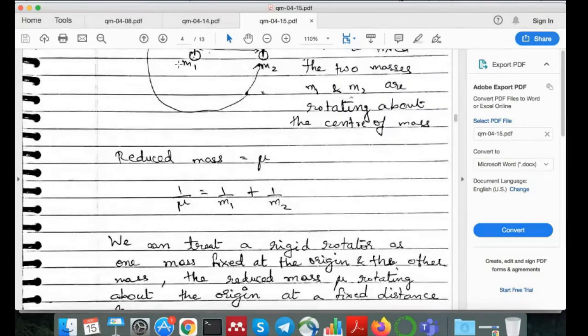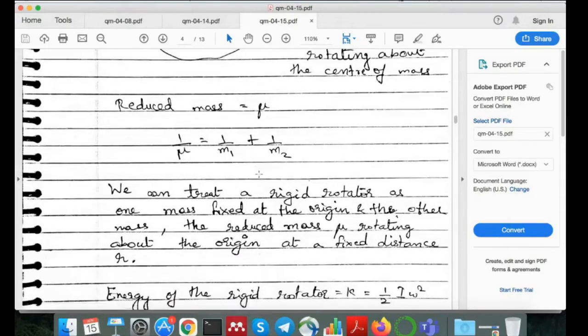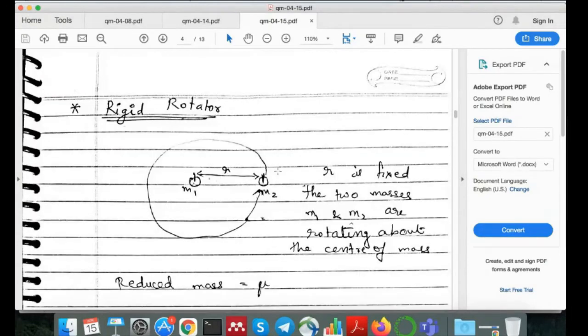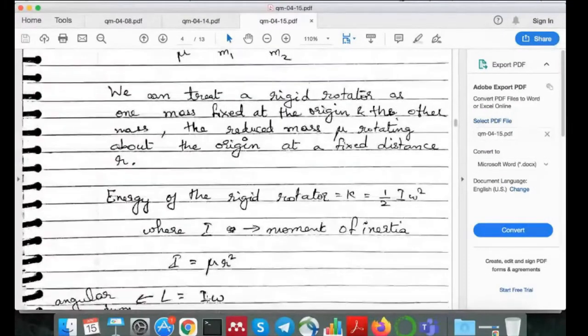If there are two masses, then we always look at it in terms of the reduced mass, and the reduced mass is given by this formula. We specify that mu is the reduced mass of this system. So we can treat a rigid rotator as one mass fixed at the origin, and the other mass, the reduced mass mu, rotating about the origin at a fixed distance r, which is what I have drawn here. One mass is fixed and the other is rotating about the fixed mass.